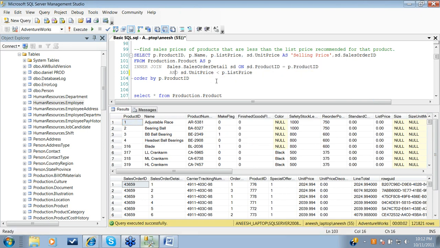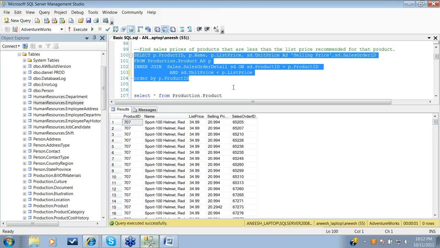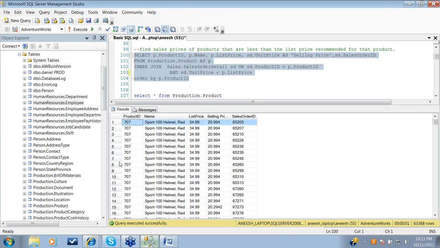Okay, give me a second. Let me execute this and show the result first. All right, so this will show you all the products with selling price less than the list price. But now, why is product ID 707 displayed multiple times? I don't know how many times it gets displayed, but product 707 is displayed so many different times. Can you tell me why?